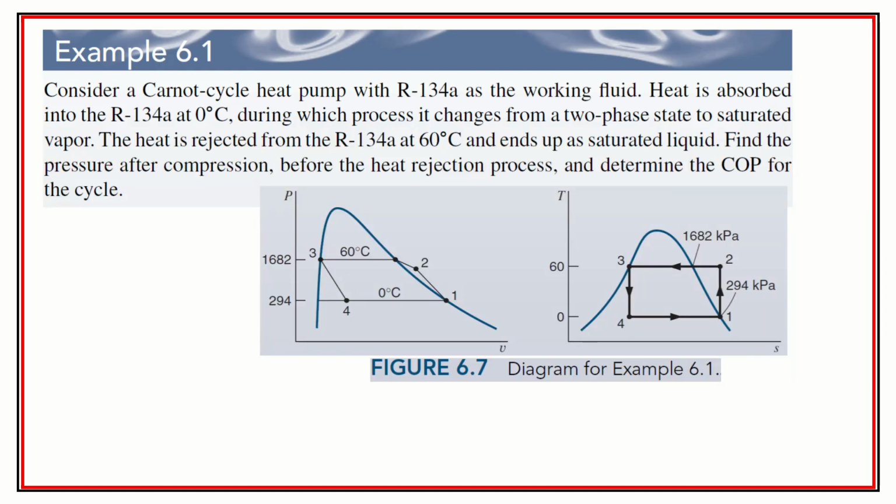Continuing on with class 20, here's example 1, or 6.1, from Borgnakke, where you have a Carnot cycle heat pump using refrigerant R134a as the working fluid, and the heat is absorbed into the fluid at 0 degrees Celsius, during which the process changes from a two-phase state to a saturated vapor. The heat is rejected at 60 degrees Celsius and ends up as a saturated liquid.